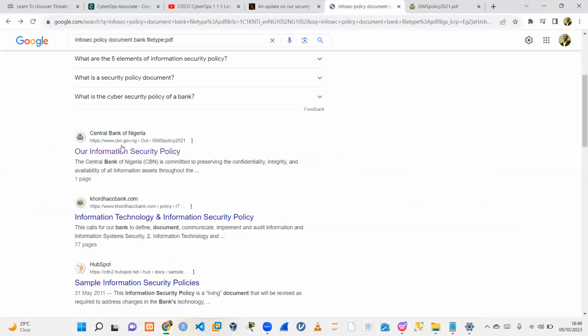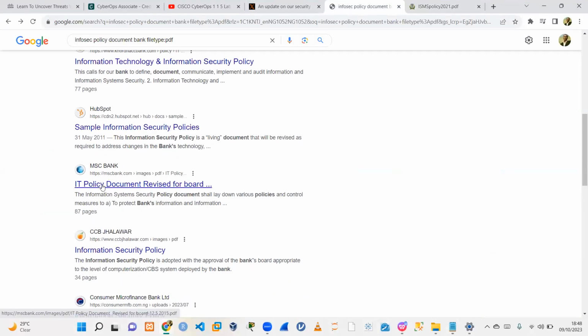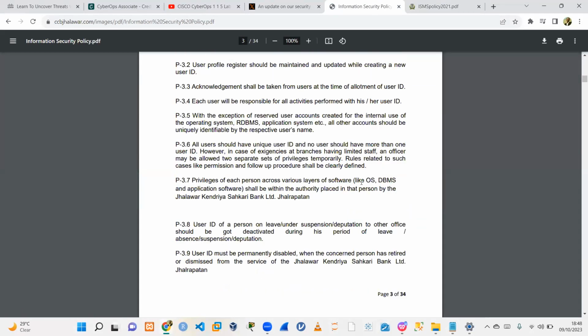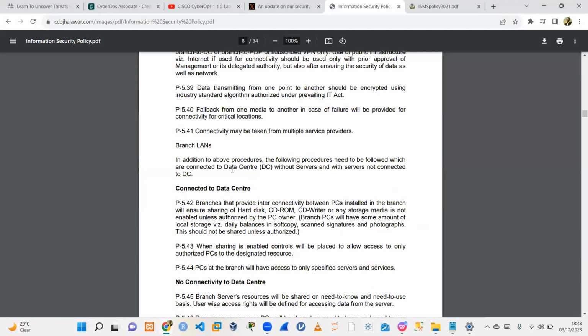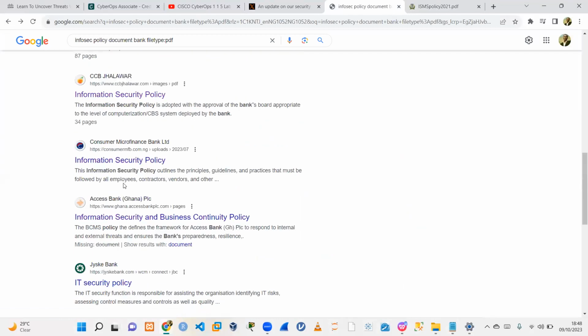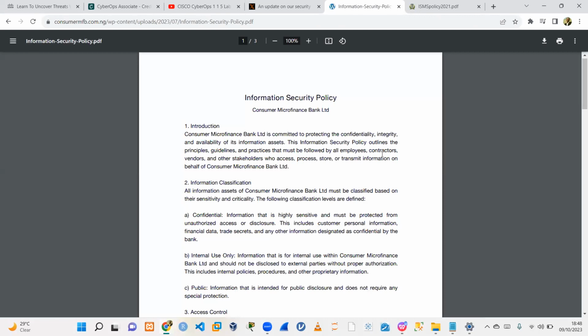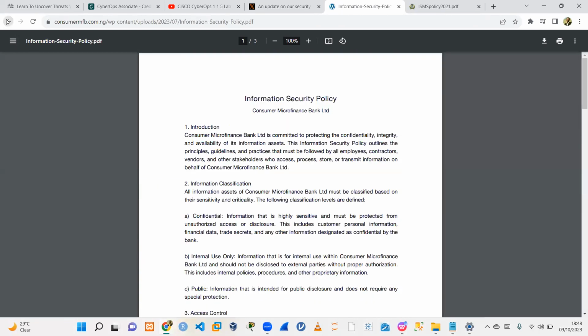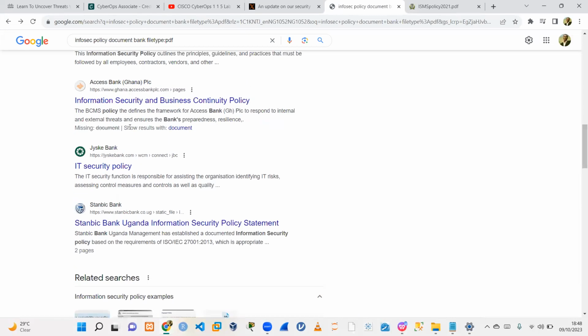Let me see if I can get another one. Wow, this is very big. This still does not have a version number. So these are some of the don'ts, except you're just trying to do a draft. Every information security policy document should have a number, right? Except it's just for external stuff, not what you're going to be using internally.